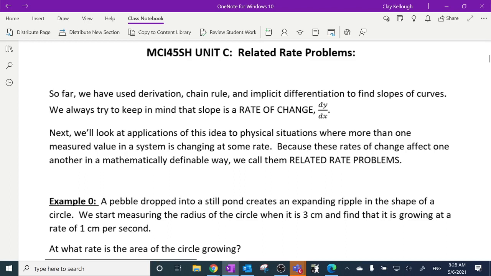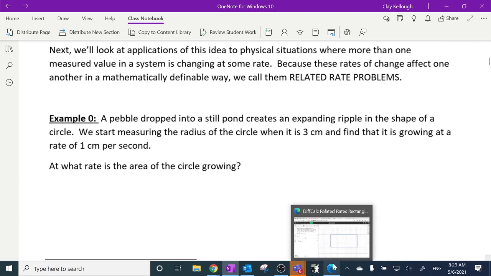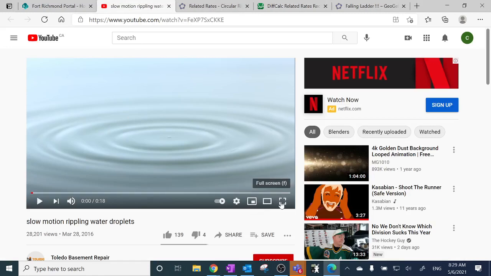For our very first example, I want you to consider this, the page that I'm talking about. People have been jotting this down because I didn't hand this one out. Okay, so a pebble is dropped into a still pond and it creates an expanding ripple in the shape of a circle. So I think everybody's seen what I'm talking about here. I'll show you what I'm talking about here. That's something like this.